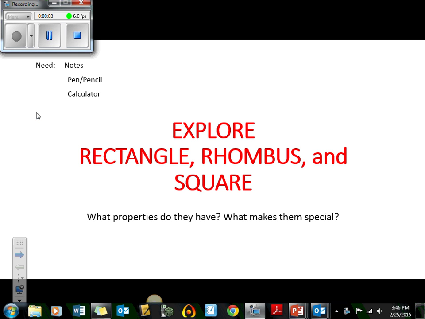Hello, geometry folks, and welcome to exploring rectangles, rhombuses, and squares. These are all kinds of parallelograms, and they're also quadrilaterals. So we're going to be looking at these special parallelograms today, what properties they have, and what makes them so special. So you need your notes and the figures I gave you in class and a pencil, and we will get started.